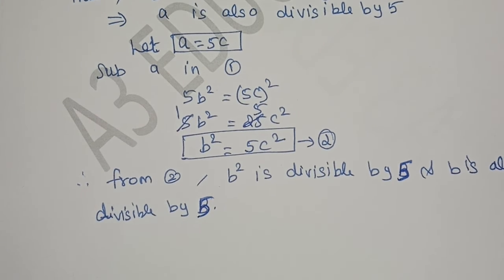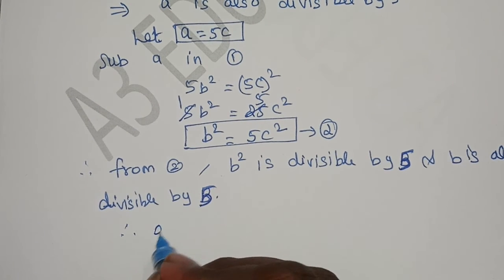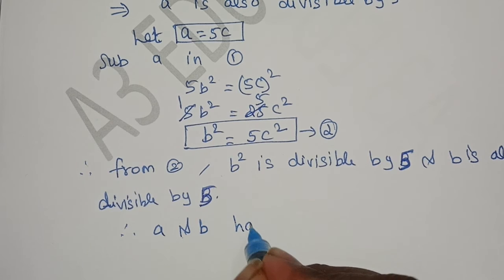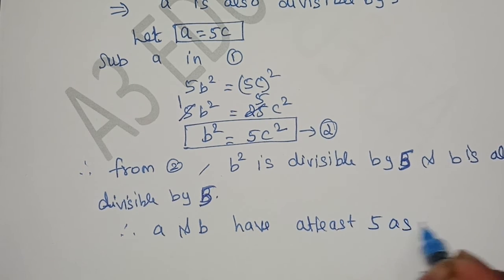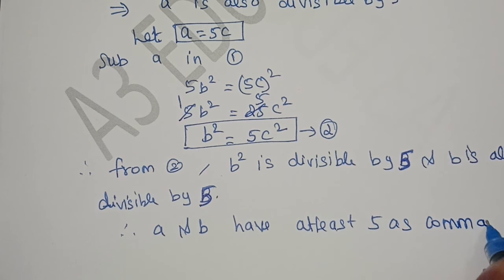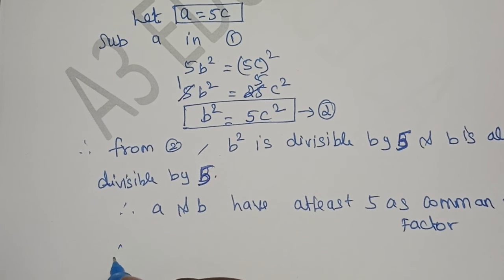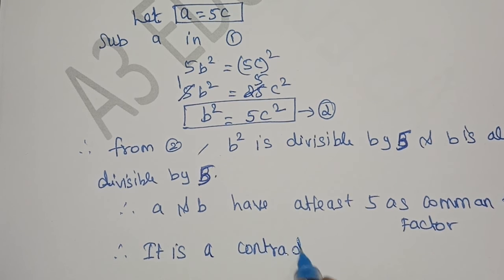Okay, now what have we got? Both are divisible by 5. a and b have at least 5 as a common factor. Therefore 5 is a common factor. Therefore our assumption leads to a contradiction, because we said there should be no common factor, but here there is a common factor. Therefore it is a contradiction.